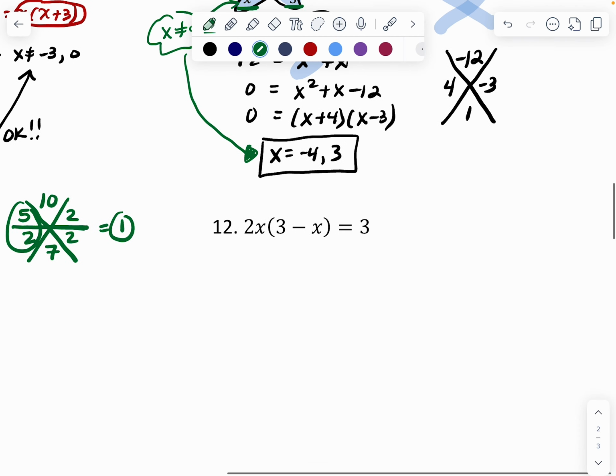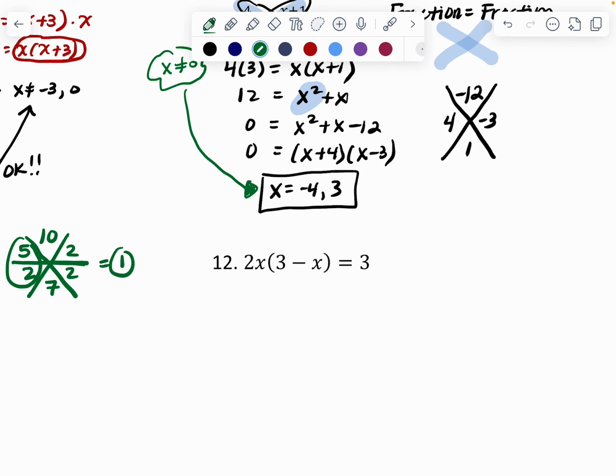All right, number 12. Okay, so just looking at this, I would say, hey, let's distribute. So that's going to be 6x minus 2x squared equals 3. Okay, I see an x squared. What do we do when we see an x squared? We set it equal to 0 and we try to factor, right? So I'm going to subtract that 3 over. So I have 6x minus 2x squared equals, nope, not equals. Let's try that again.